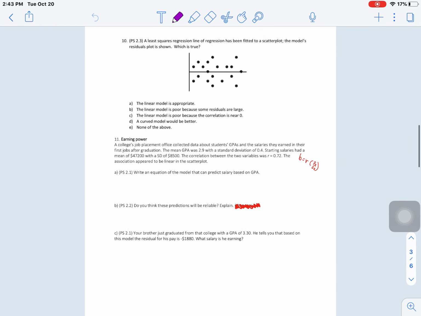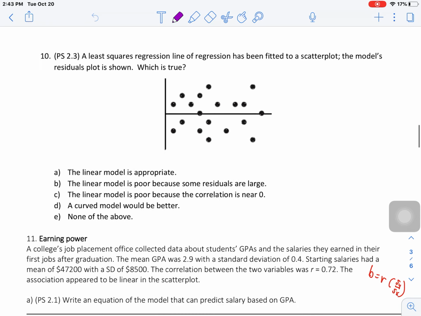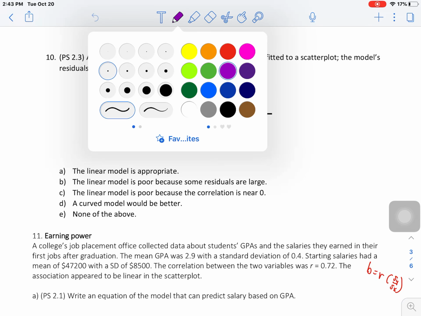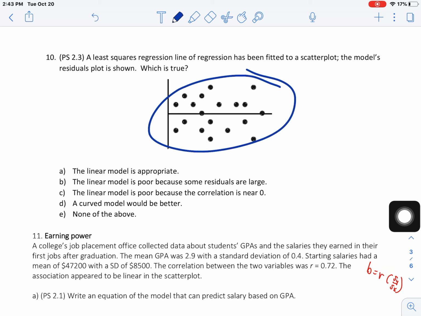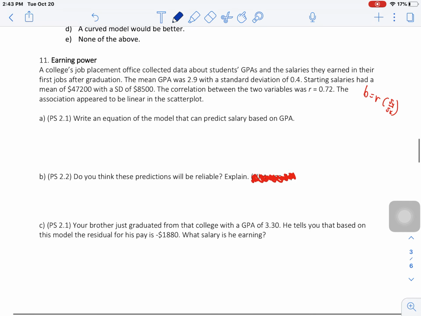Page 3 of the formative, guys. So questions 10 and 11. Number 10 is just a picture of a residual plot, and they ask you, based on this residual plot, is a linear regression model appropriate? There is just a bunch of random dots here, so yes, a linear model is appropriate. This is exactly what we want in a residual plot, random scatter.